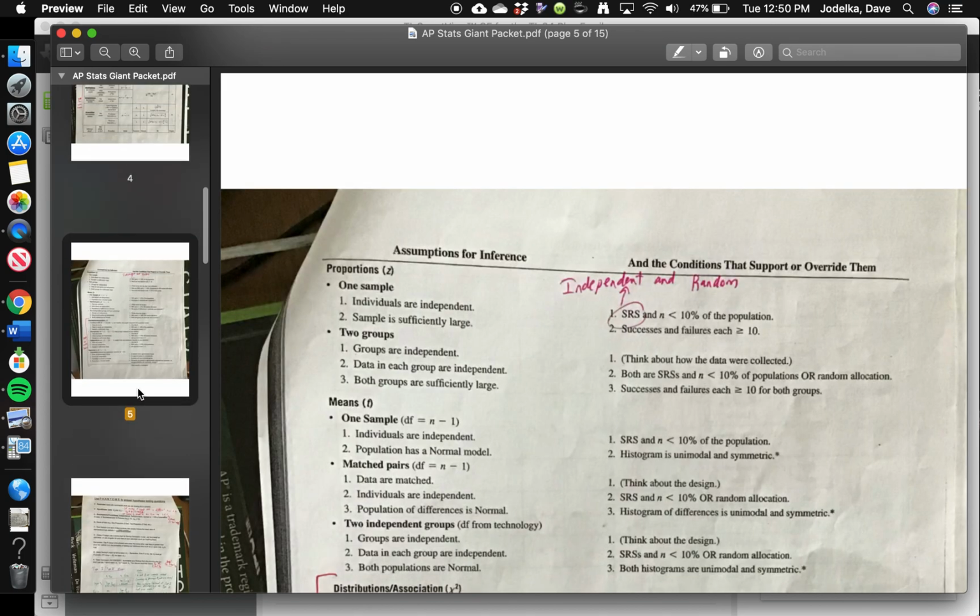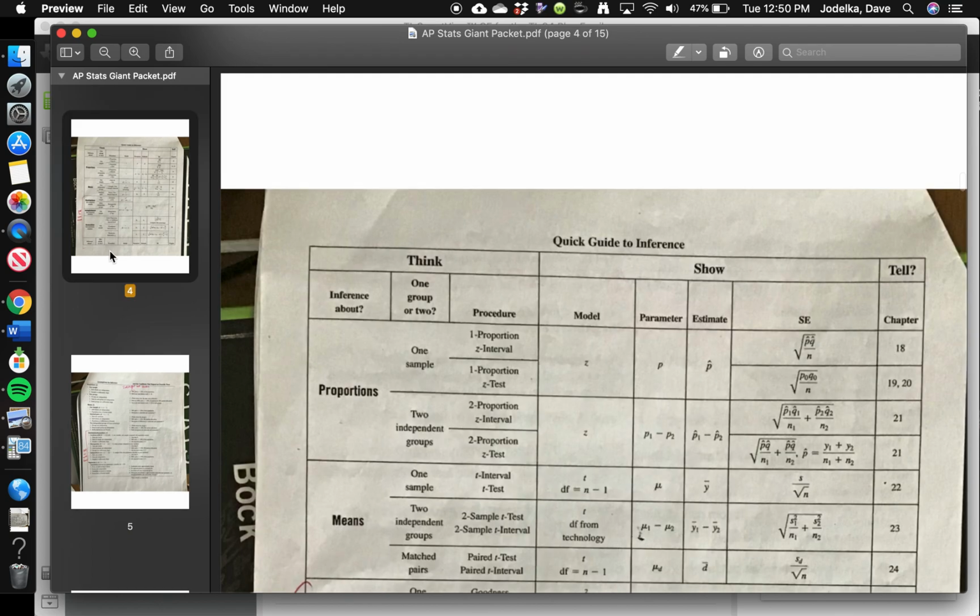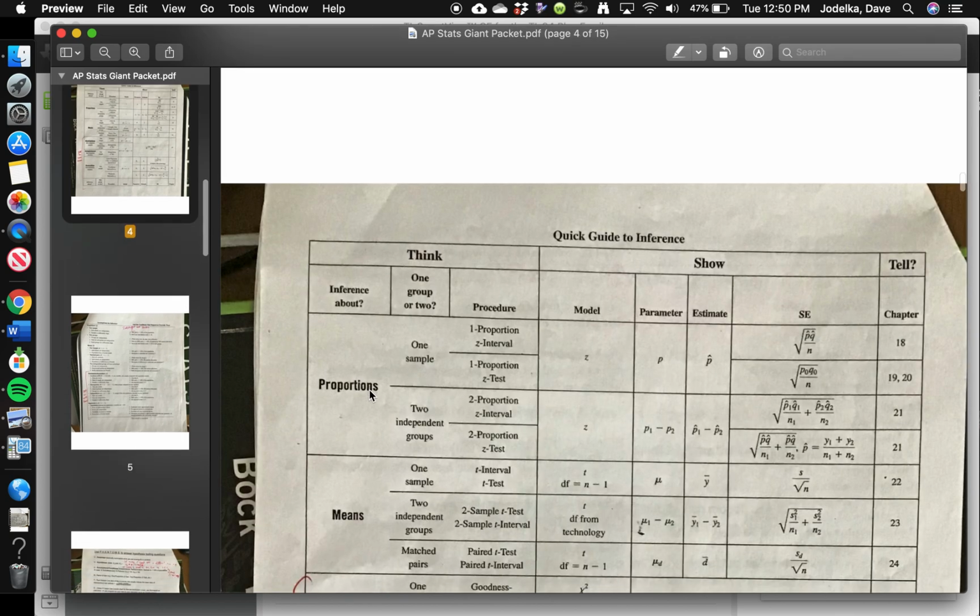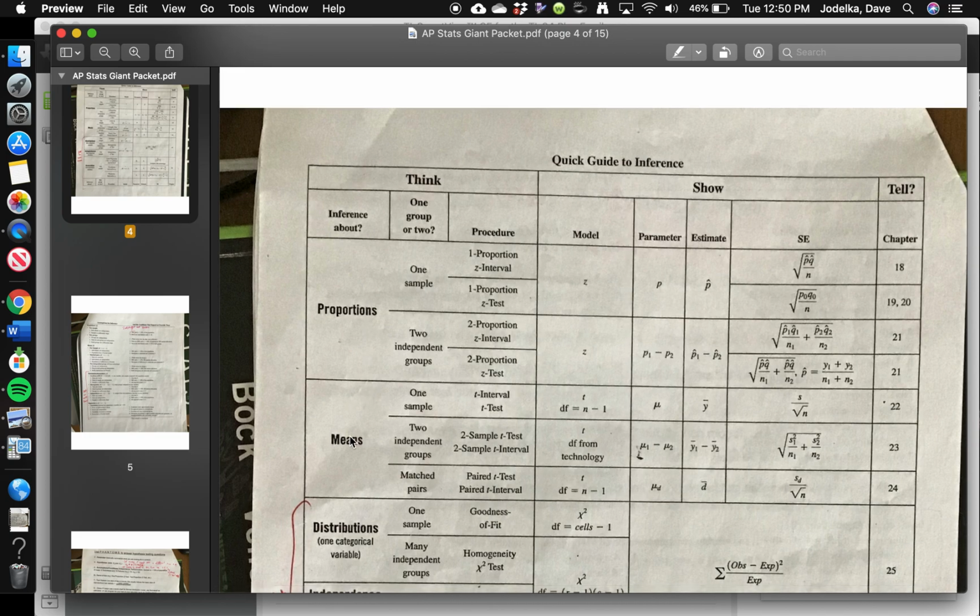And I included it in your packet because what's nice here is that this sort of shows you proportions. That's Unit 5, means that's Unit 6. What's the test you're looking for? One proportion z-test, or two proportion z-test, or one sample t or two sample t. It's kind of telling you what you would look for in the calculator, and then it tells you the estimate from your sample. Remember p hat, or they call it y bar. We a lot of times use x bar. The parameter, this is for the model where you'd see mu.